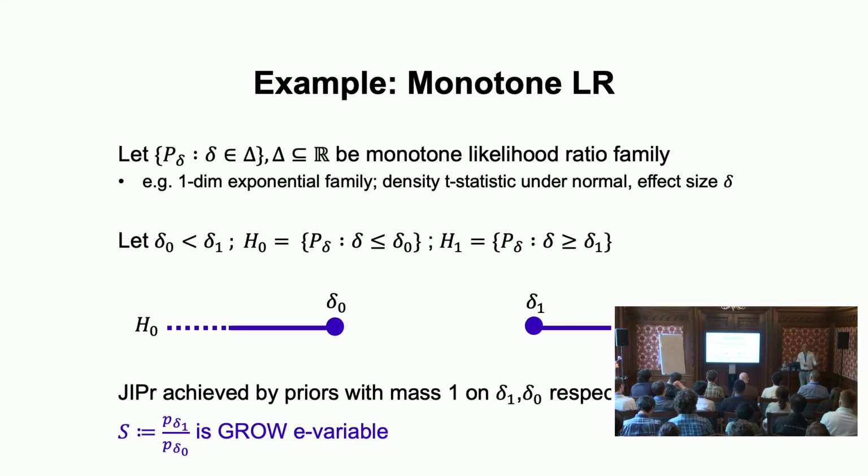So it's very intuitive, right? This is intuitively the worst-case situation, when your null is as close as possible to the alternative and vice versa. And that's what this joint information projection will do in this very simple case. So you get degenerate priors, with probability 1 in the alternative on delta 1 and 1 on delta 0. So in the end, it's just a likelihood ratio.